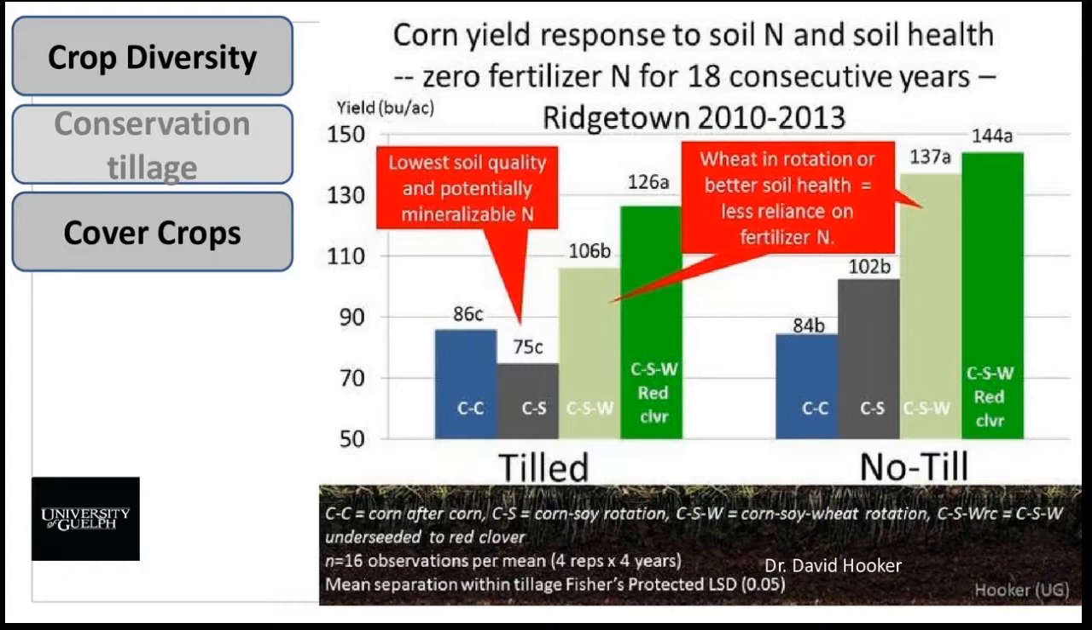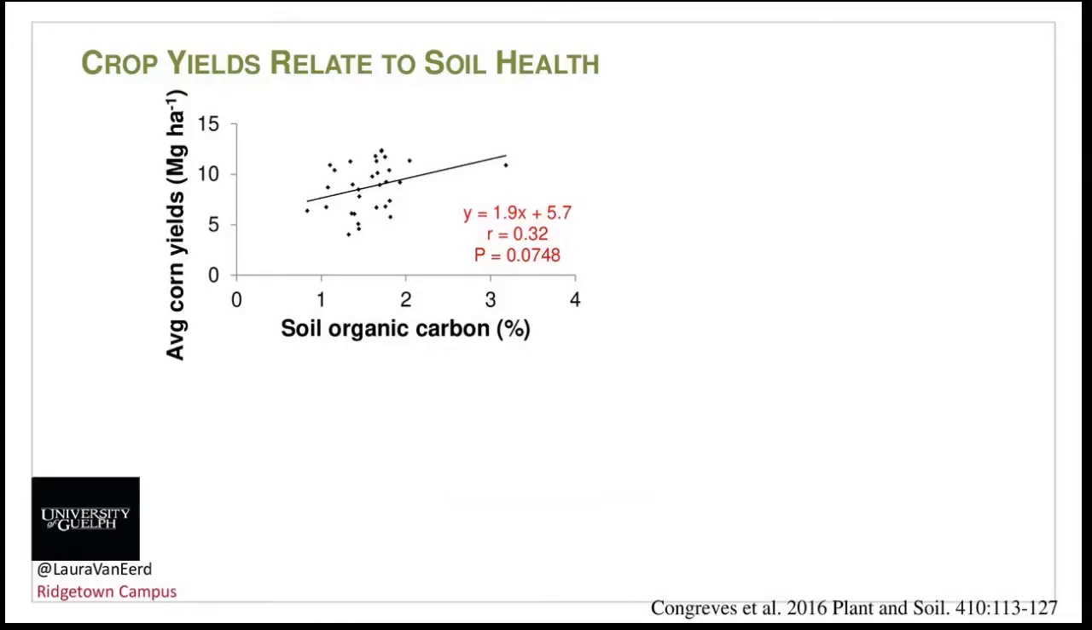And that, in my mind, and I know I'm biased because I study soils, is due to that better soil health, more organic matter, better cycling. And that soil health, we can relate it to crop yields. So here we have soil organic carbon, so that's like your organic matter. The higher your soil organic carbon, the higher your average corn yields.